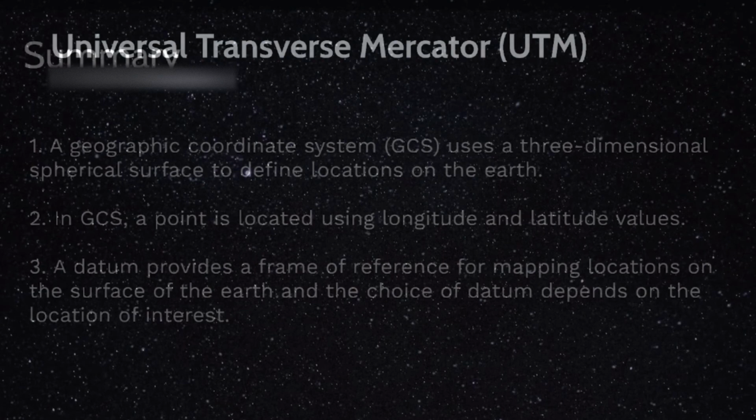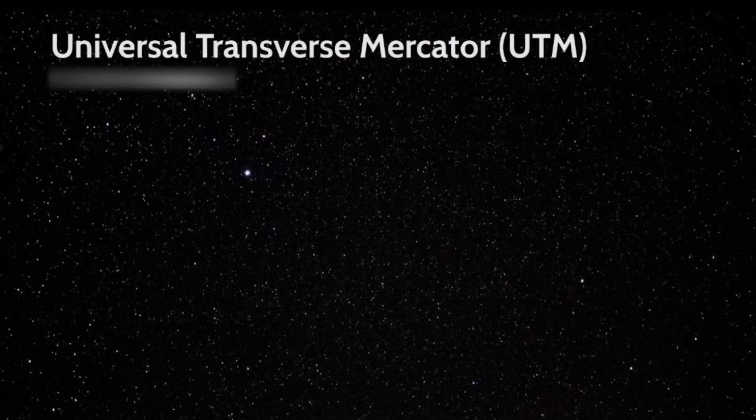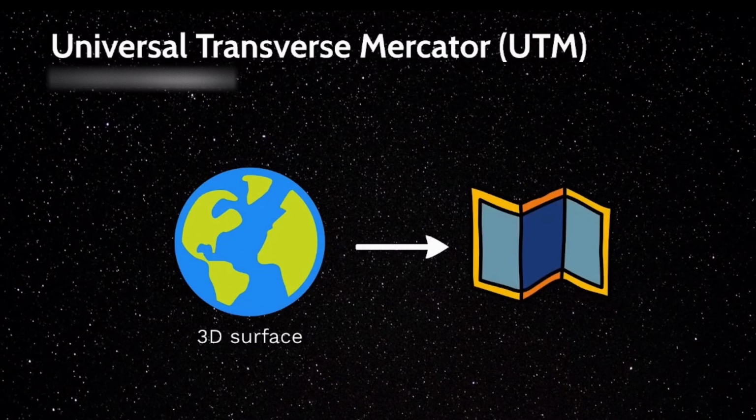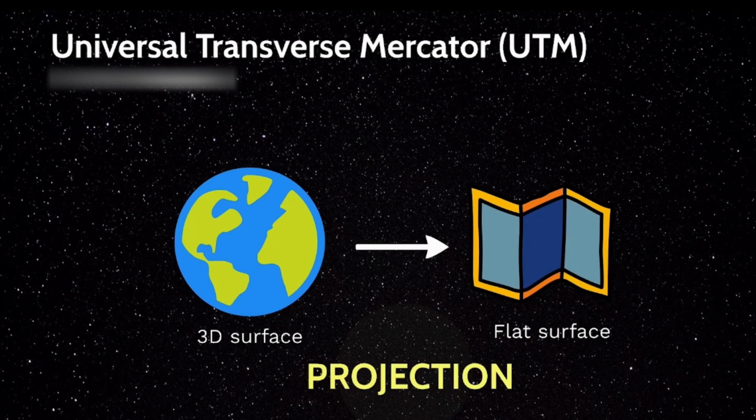Hello, thank you. In this video, we will talk about how we can represent the 3-dimensional Earth surface on a flat surface. We know that the Earth is a spheroid, and we have already seen how to locate a point on Earth using longitude and latitude. Now we will learn how to represent the same point on a 2-dimensional surface such as a map. This method is also called map projection.